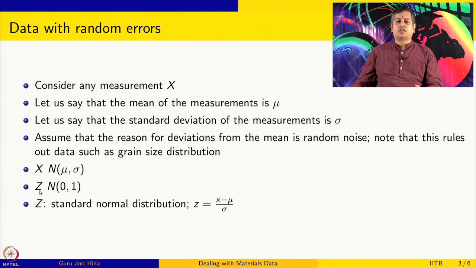And we also define what is known as standard normal distribution, for which the mean becomes 0 and the standard deviation is 1. And you obtain z from x by doing the transformation, that is, you take all the measurements and subtract the mean and divide by the standard deviation, and the resultant variable will actually follow the standard normal distribution.